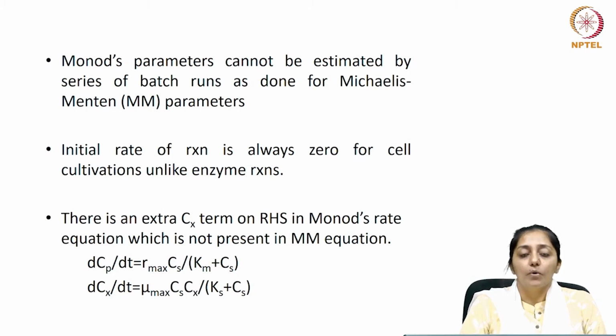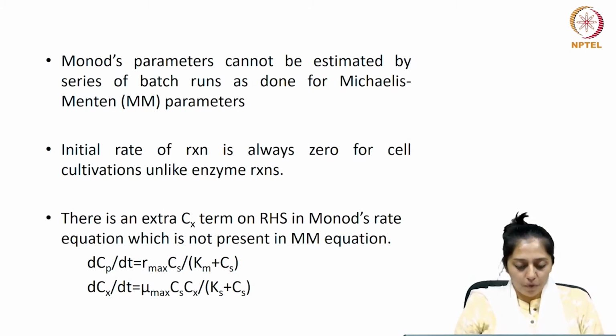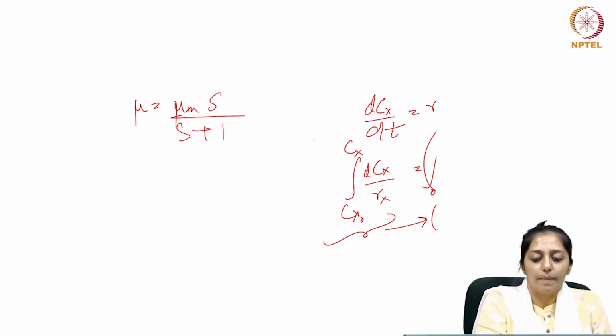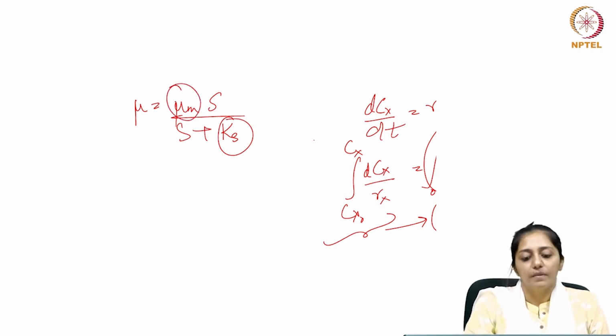Now, Monod's parameters. If you remember Monod's equation, in order to make the Monod's model for a system, we will have to define the values of these constants in the Monod's model, which we call the maximum specific growth rate and the Monod's saturation constant Ks. How to determine the value of these?